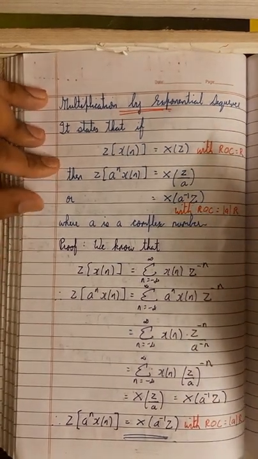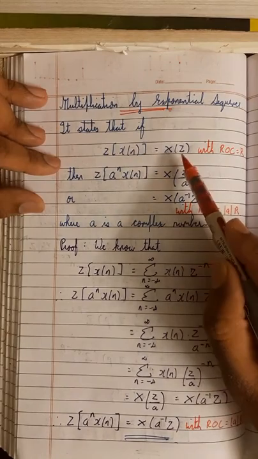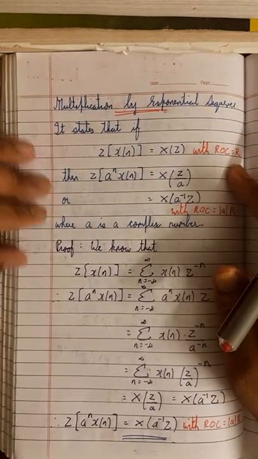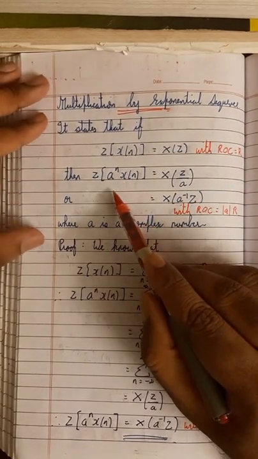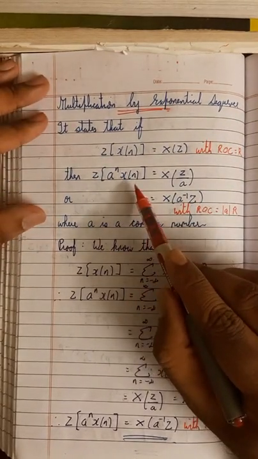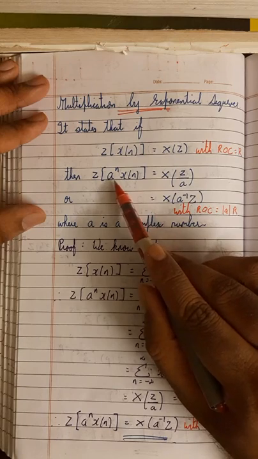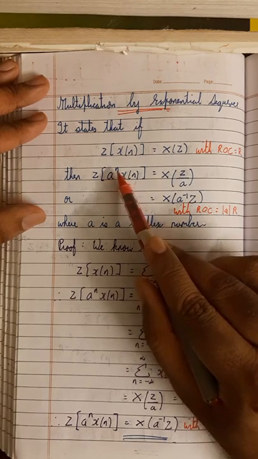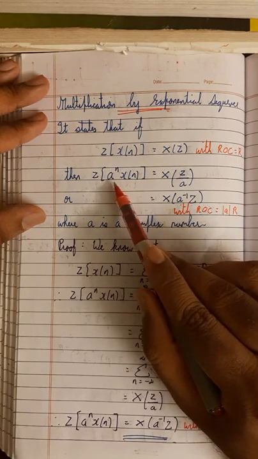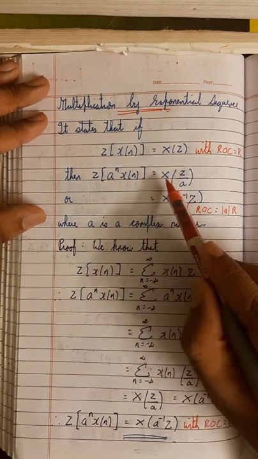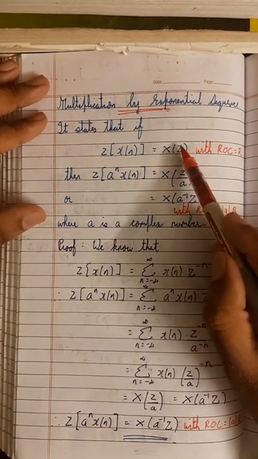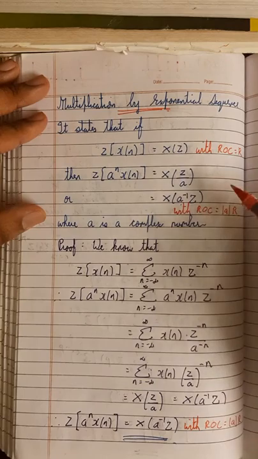It states that if the z transform of x of n is equal to X of z, with ROC equal to R, then the z transform of a raised to n x of n, this is the signal, your signal is now multiplied with the exponential sequence a raised to n, is X of z by a. That is nothing but you replace every z with z by a or a inverse z.